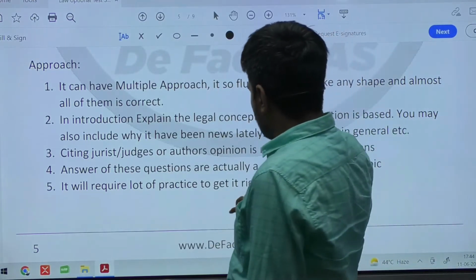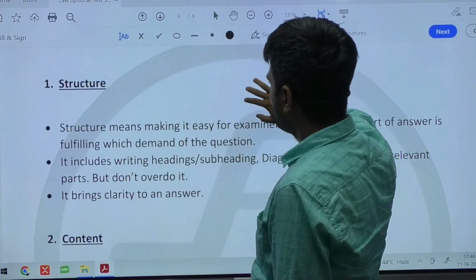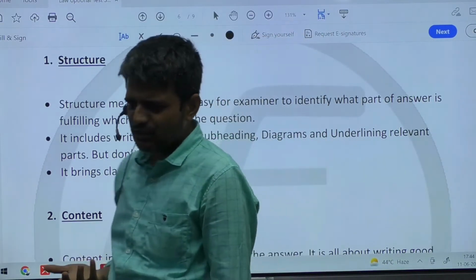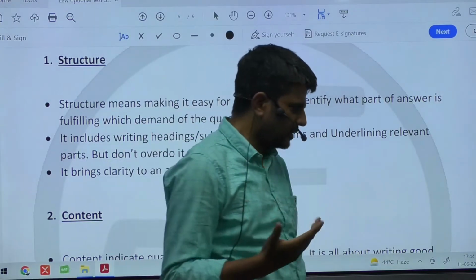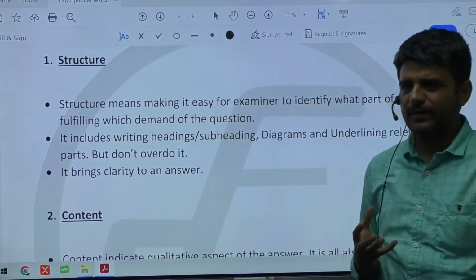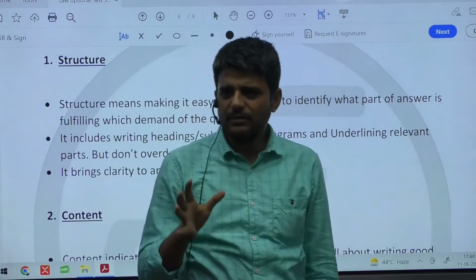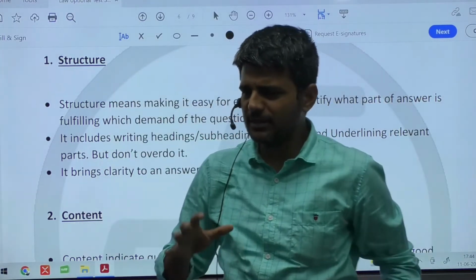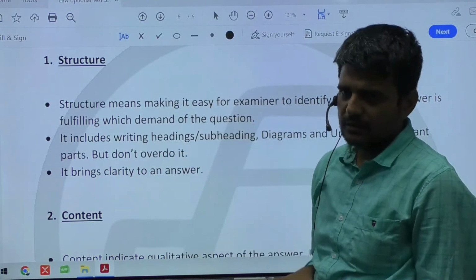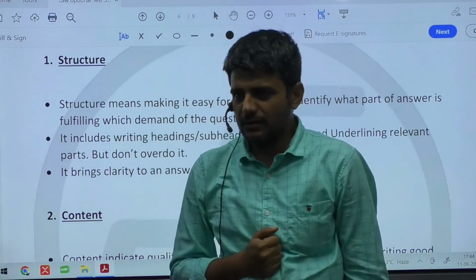Now the question comes with regard to that: what do you need to see in writing answers? I've given a very detailed lecture on that, but again I will repeat, because this is the test series batch. The first thing that you have to see is the structure of the answer. When I say structure, in a very broad sense, it simply means that you must help the examiner see at a glance what is written where.